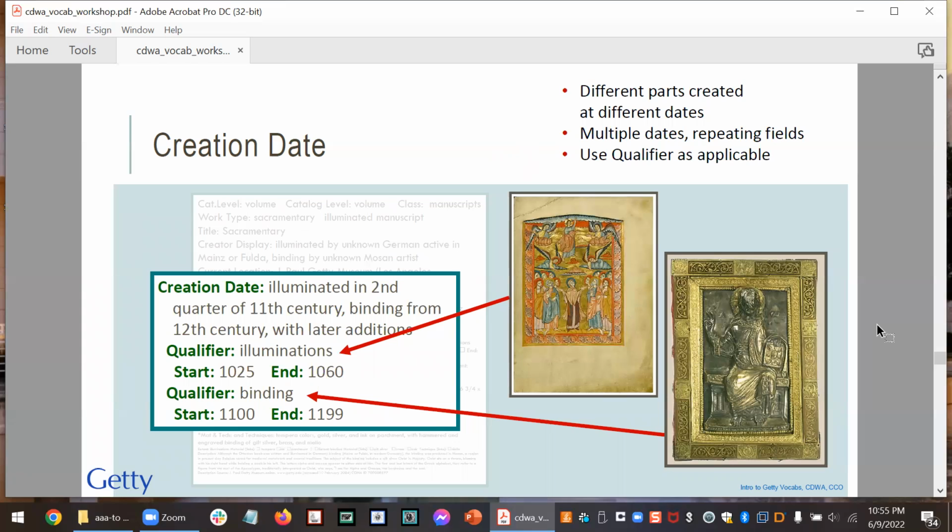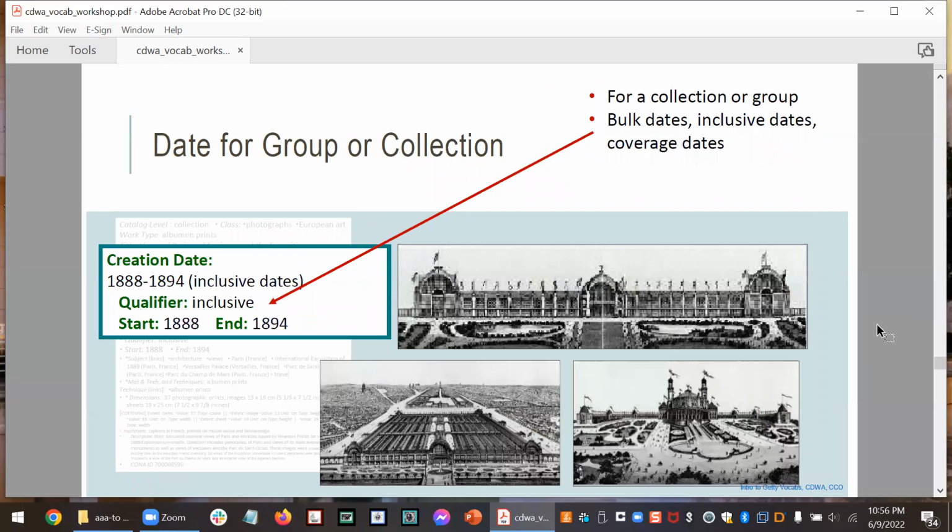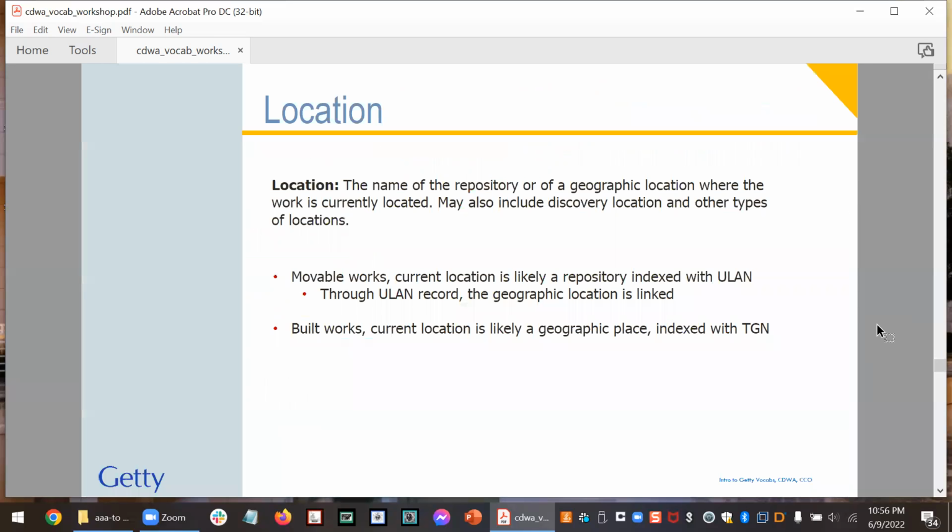You might have parts of one object that were created in different periods. Here we have the illumination from the 11th century and the binding from the 12th century. If it's pertinent, particularly, you might want to use various dating systems. For example, in this case, the title of the work is The Triumph of the Republic. So listing the date in the revolutionary calendar for display is very interesting and important, but always index in the Gregorian calendar, so all of your works may be retrieved. For a collection or group, you would use the bulk dates, inclusive dates, coverage dates, etc., using a qualifier.